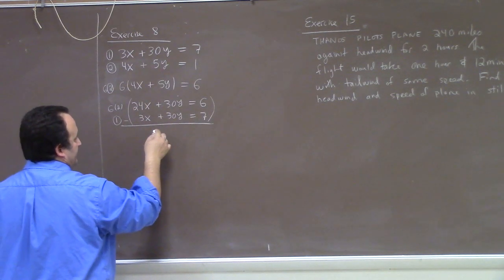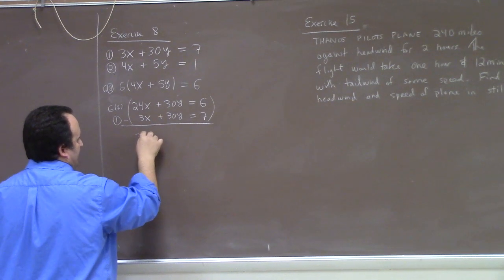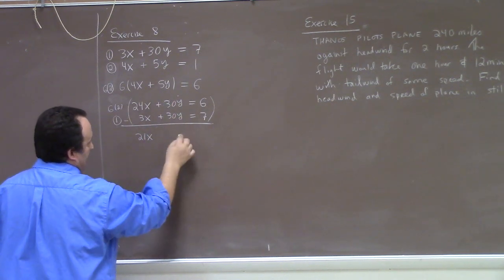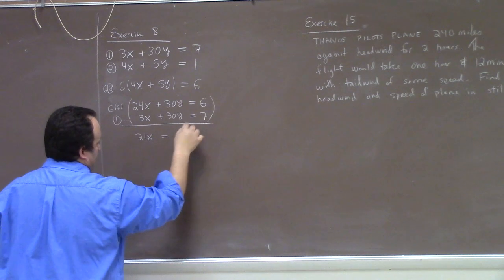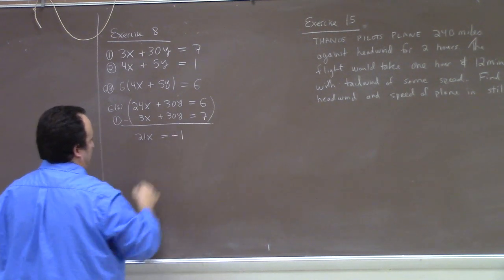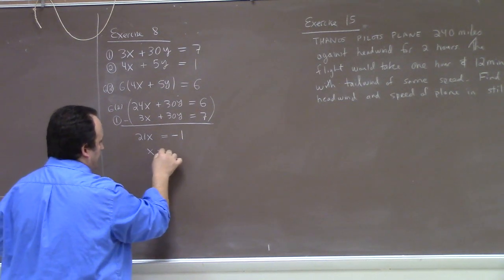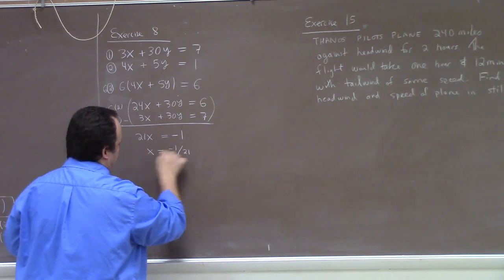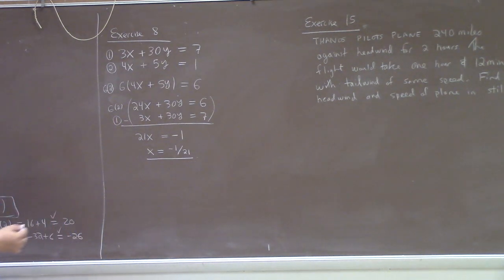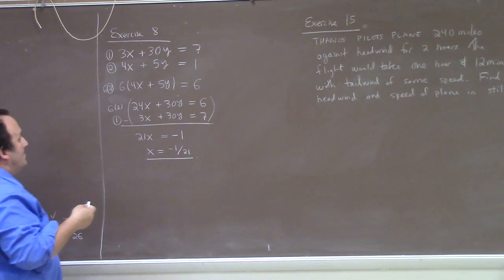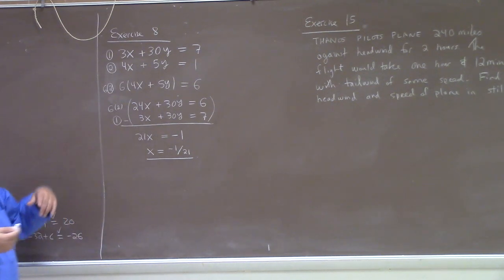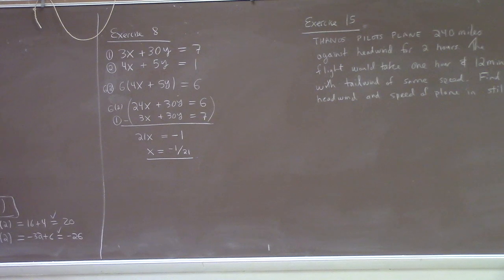And that gives me what? It gives me 21x, 30y cancels 30y, equals 6 minus 7, which is minus 1. So apparently x equals negative 1 over 21, right? And now we need to find y. What's y equal to? I think I'm going to use equation 2 because it's got a smaller number next to y. What do you think? Do you agree, Trinity? You agree? Okay.